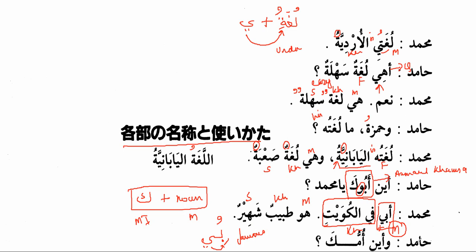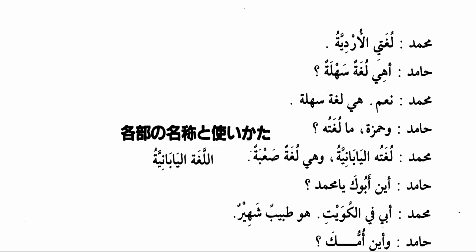Hamid says, Wa aina ummuka? Where is your mother? And similarly, you can see the structure is in idafa. Ummu, this is a normal noun. It's not from the Asma ul Khamsa and is attached with damir. So this is mudaf and this is mudaf ilayhi. The damir falls in mudaf ilayhi position, majroor position.